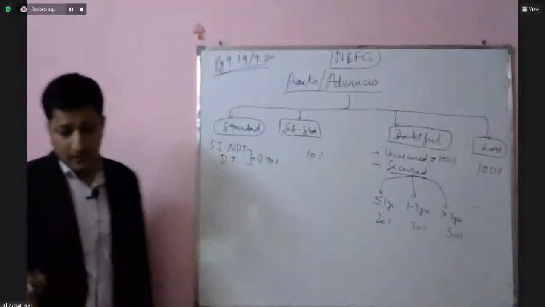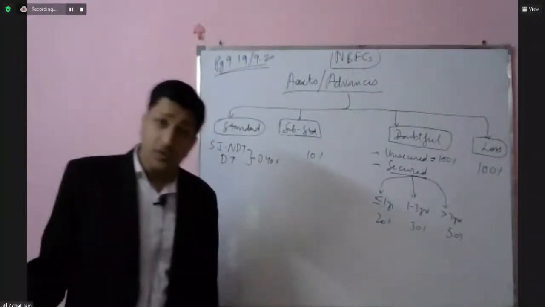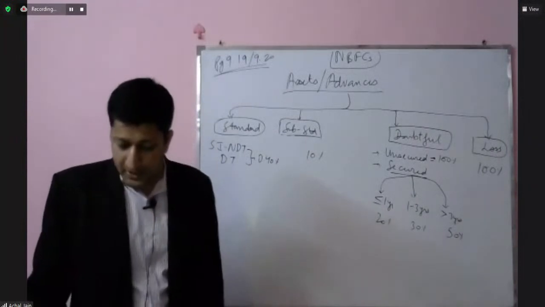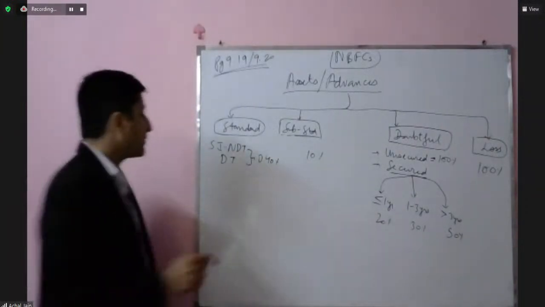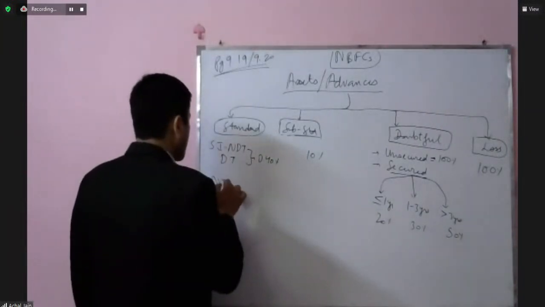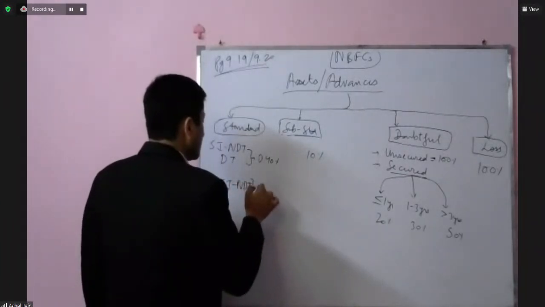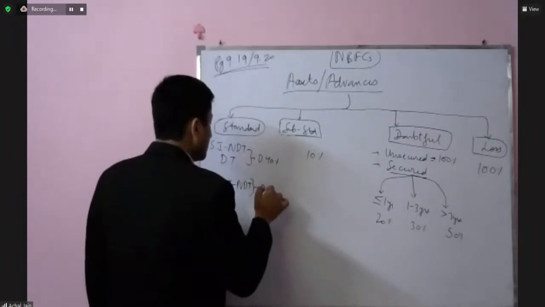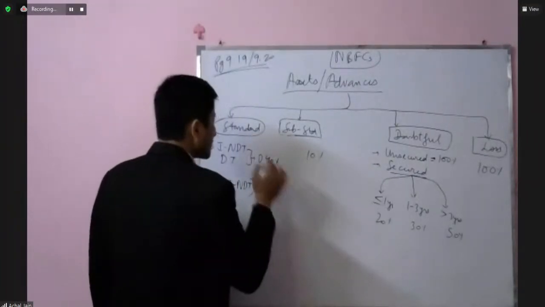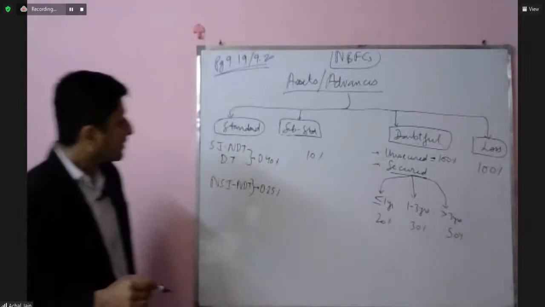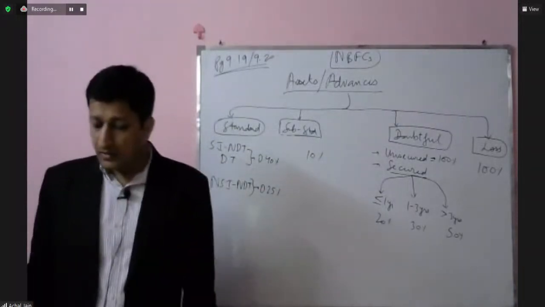However, if the NBFC is non-systemically important non-deposit taking, then the provision will be 0.25%. Non-systemically important non-deposit taking, then the provision will be 0.25%. Okay. Clear on this?